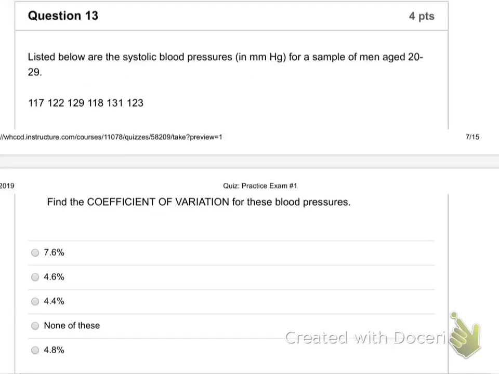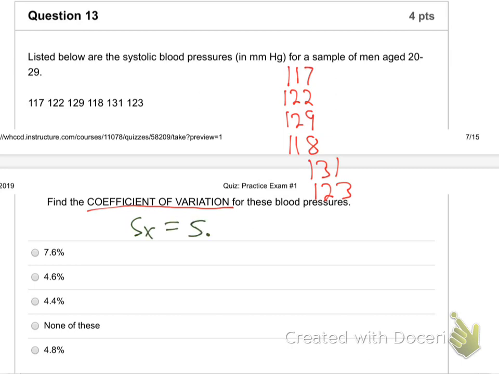Question 13. Listed below are the systolic blood pressures for a sample of men aged 20 to 29. Find the coefficient of variation. Coefficient of variation. Let me put these here for you. 117, 122, 129, 118, 131, 123. Okay, so I cranked it out and I'm getting s sub x is 5.68037. That's plenty of decimals actually. And x bar at the top, 123 point, you know, a bunch of threes.